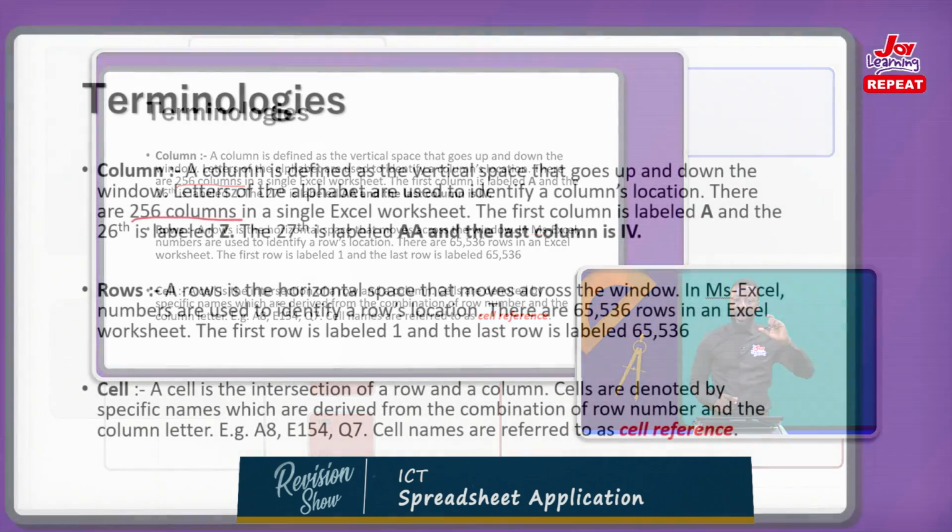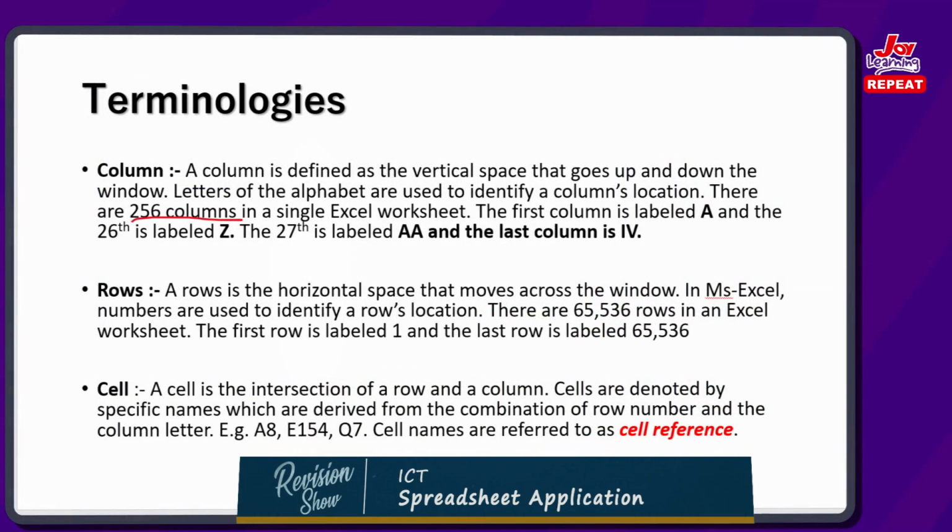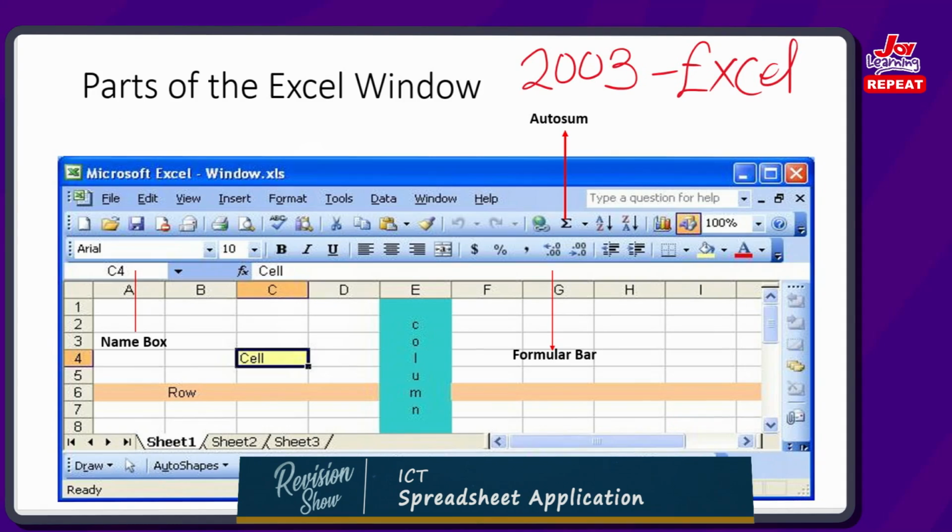There are 65,536 rows in an Excel worksheet. The first row is labeled 1, and the last row is labeled 65,536. Now, let's go to a cell. Let's look at this very well.